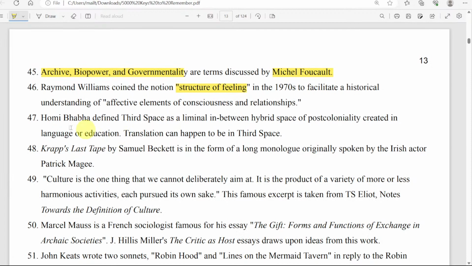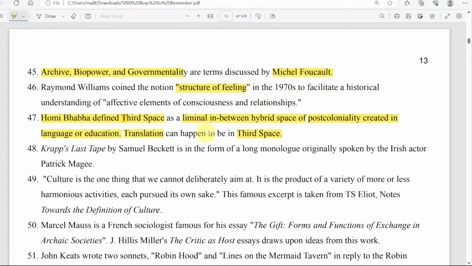And Homi Bhabha defined what? Third space. Third space as what? Liminal and in-between hybrid space of post-coloniality created in language or education. Translation can happen where? In the third space. So that is quite an important line that you may find once again.